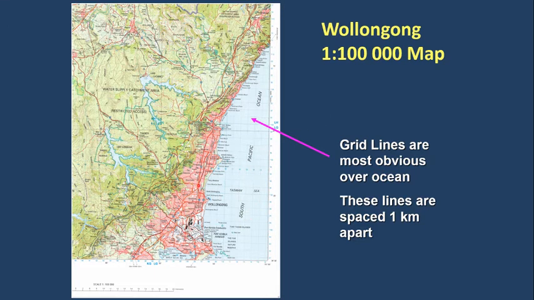So as I said, here's the town of Wollongong, and here's the bottom corner of the map sheet here, Port Kembla Harbour and so forth. Let's zoom in on this bit in the next slide and see how we can look at a bit more information on these grid lines.